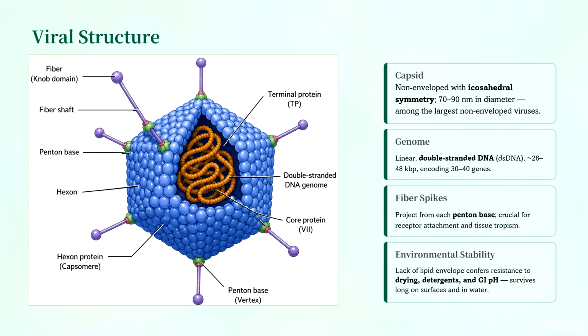Regarding the viral genome, it is a linear double-stranded DNA with a size ranging from 26 to 48 kilobase pairs, depending on the adenovirus type. The DNA contains inverted terminal repeats, that is ITRs, at both ends. A terminal protein is covalently attached to the 5' end of the DNA and serves as the primer during viral DNA replication.